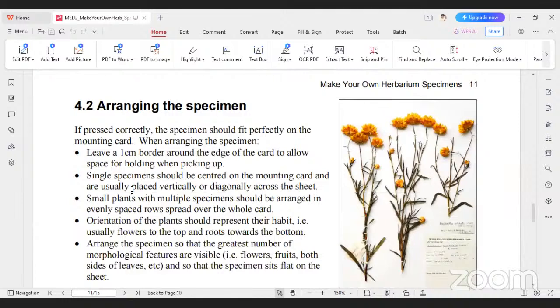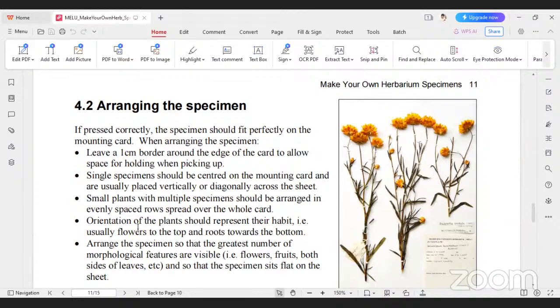Arranging the specimen. If pressed correctly, the specimen should fit perfectly on the mounting card. When arranging the specimen, leave a 1 centimeter border around the edge. A single specimen should be centered. A small plant with multiple specimens should be arranged in evenly spaced rows.